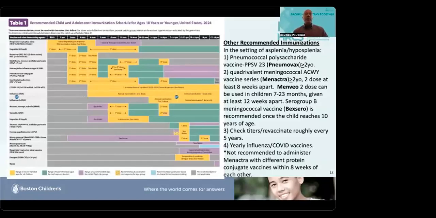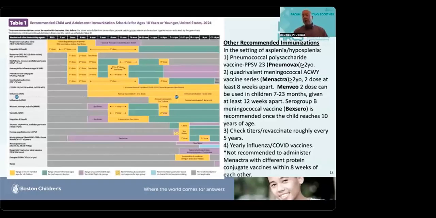So for our patients greater than 2 years of age, we recommend Menactra. For children under 2 years of age, we recommend Menveo, which can be given in 2 doses in children 7 to 23 months of age, typically given at least 12 weeks apart.